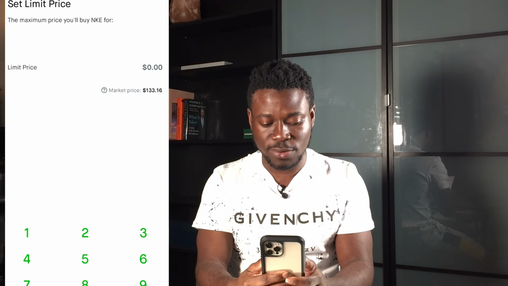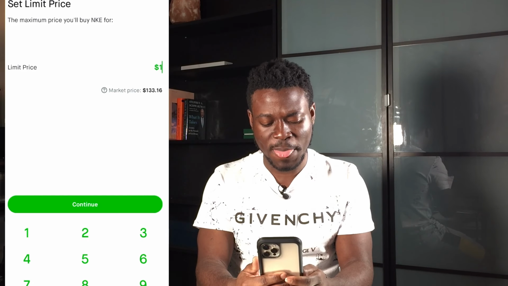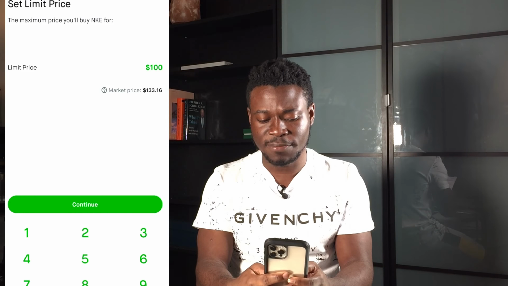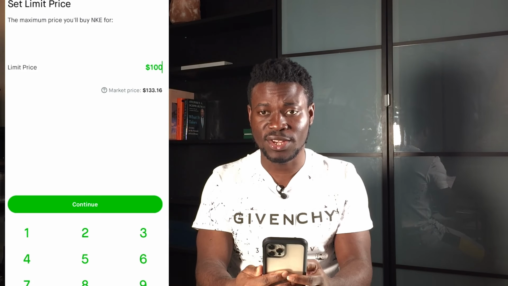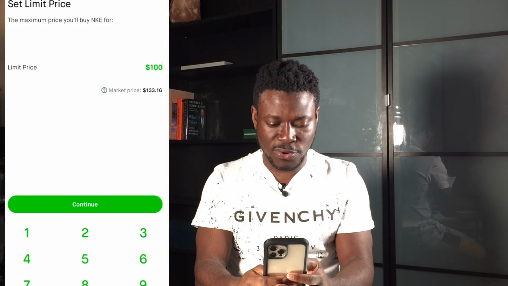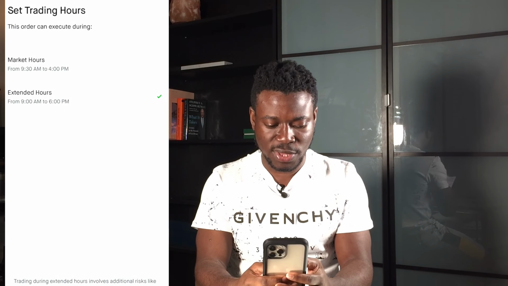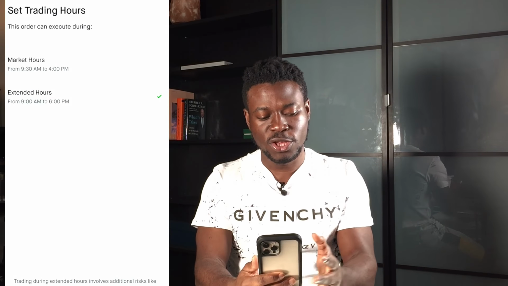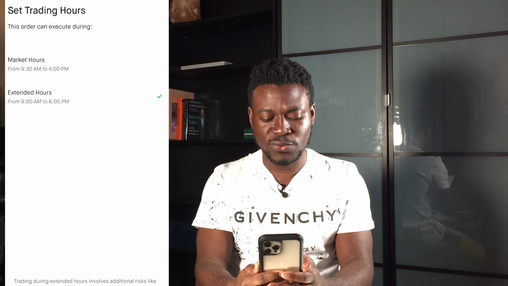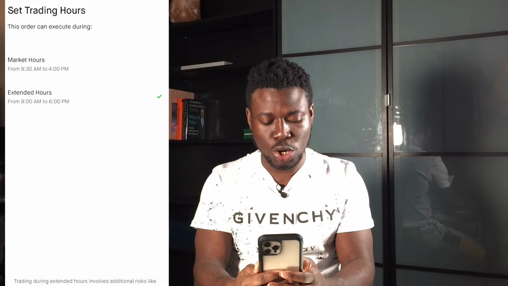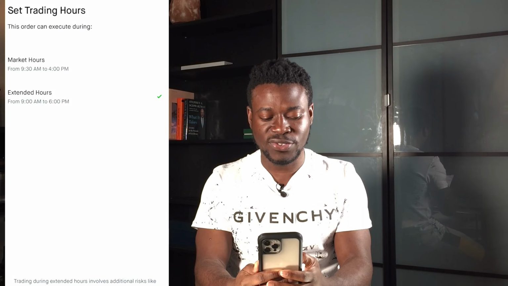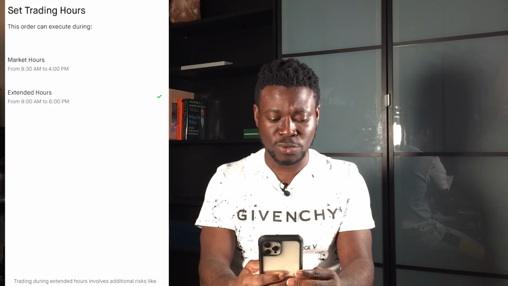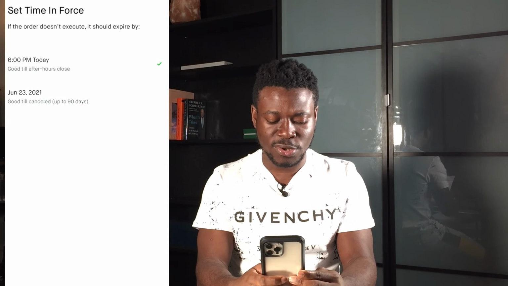So here now the market price is $133. I can say I want my limit to be $100. Obviously, it is not gonna get here anytime soon. So we continue, and right here it says set trading hours. So either you want to go with market hours, which is 9:30 a.m. to 4 p.m., or you want to do extended hours. Extended hours has a lot of volatility, but usually I don't mind extended hours. So I'll just do extended hours and then continue.